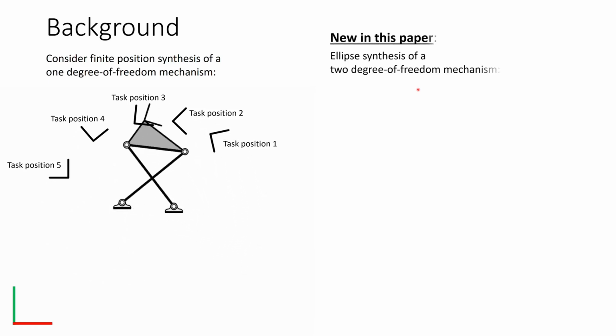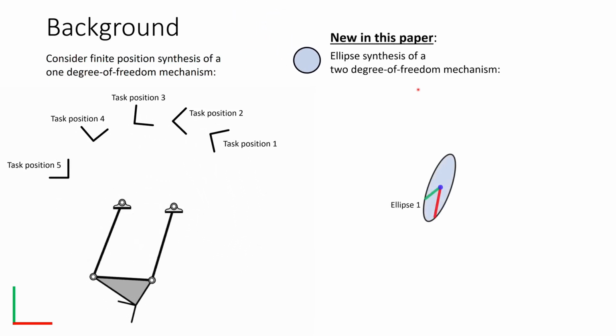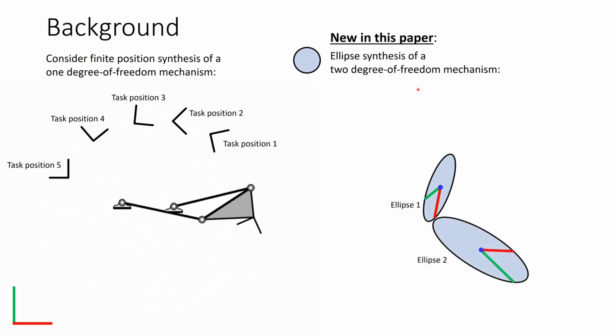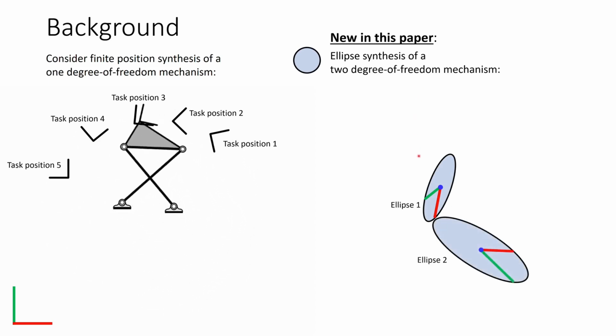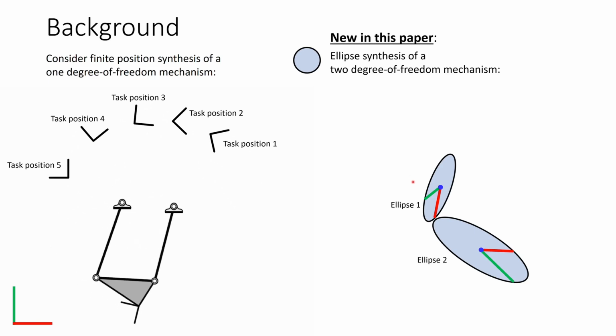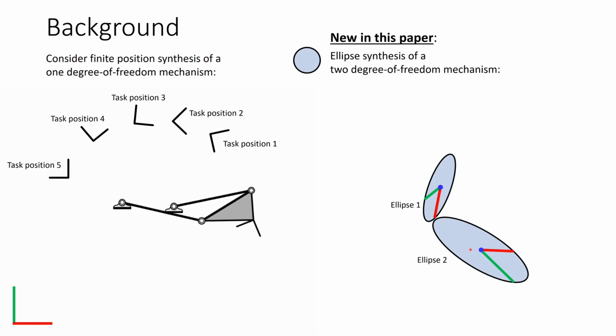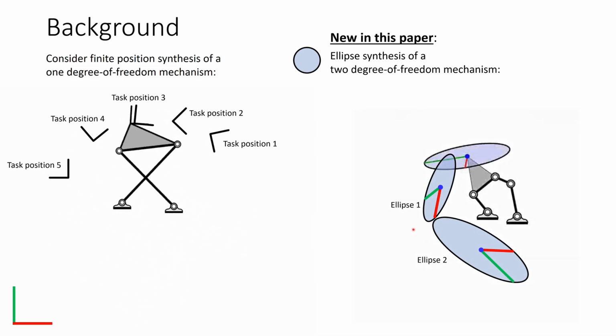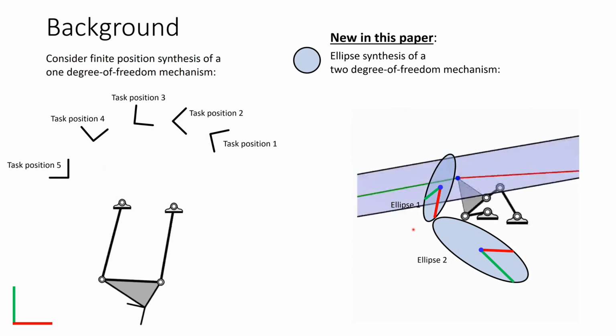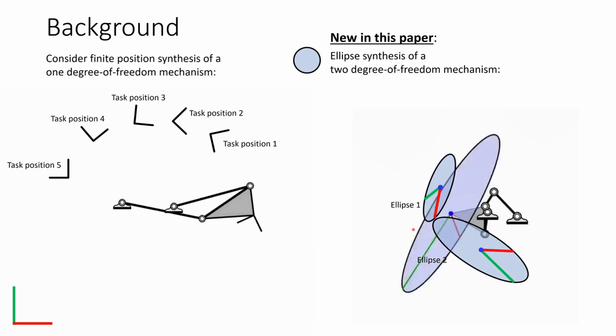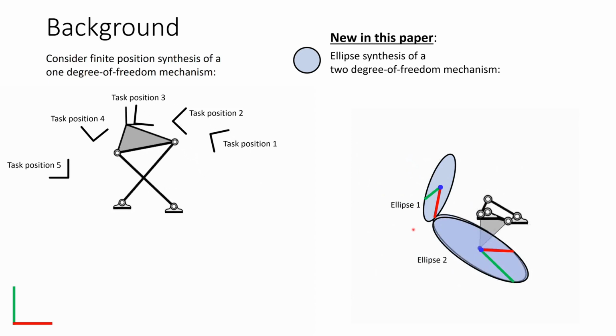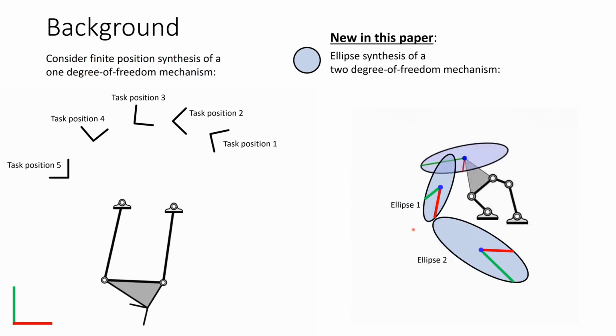In this paper, we look at something new. We look at the synthesis of multi-degree of freedom mechanisms. Our specifications come in the form of velocity ellipses. So for example, we'd want to solve for a 5-bar linkage, which could create various velocity ellipses at specified points in its workspace.